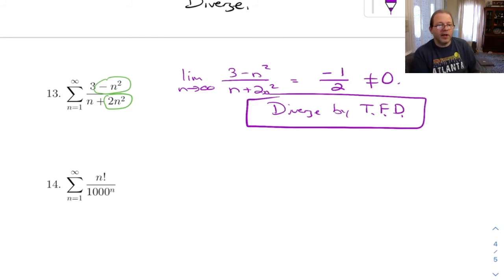All right, and finally, our last problem, we've got n factorial over 1,000 to the n. Now, interesting thing here, if you tried to calculate this, or if you tried graphing it and looking at it, it would probably look like it's going to converge, but this thing actually diverges. The reason is these numbers are going to get huge. So all that aside, how do I know which test to use? There's a factorial, so definitely use the ratio test.